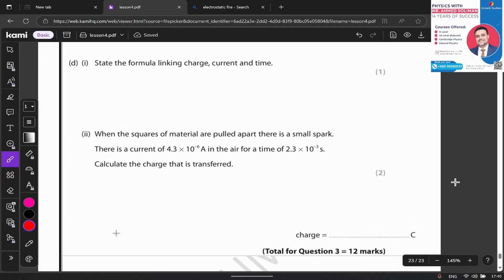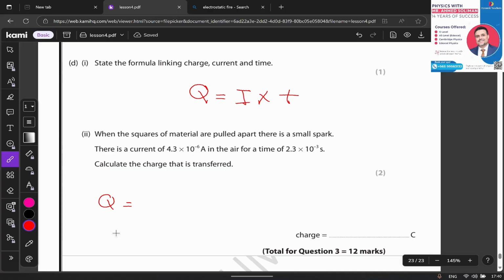Now this is the last question. Ahmed? State the formula linking charge, current, and time. Q equals IT. Yes. When the squares of material are pulled apart, there is a small spark. There is a current of 4.3 times 10 to the power of negative 6 amps in the air for a time of 2.3 times 10 to the power of negative 3 seconds. Calculate the charge transferred.